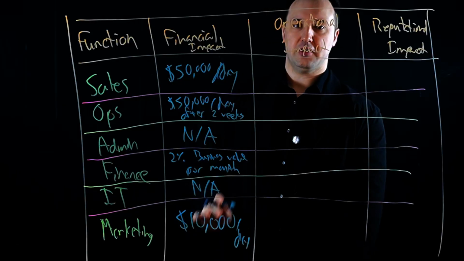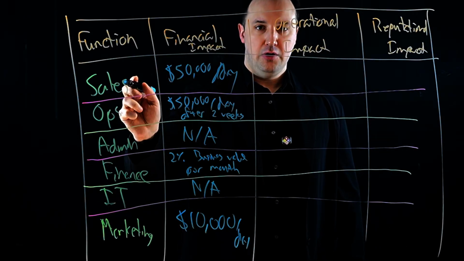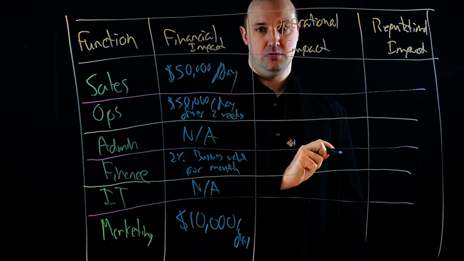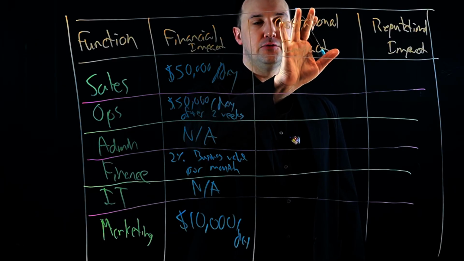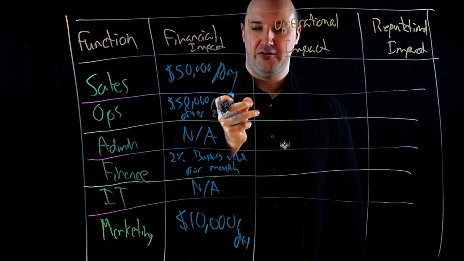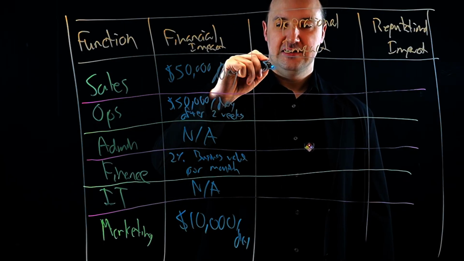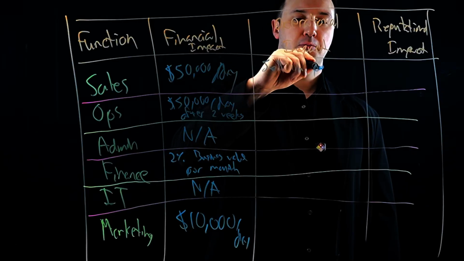That's financial. Okay, operational. If this is down, what can't you do? So this isn't what am I losing in terms of money. This is what am I losing in terms of ability to do stuff. So if sales is down, I cannot sell in person.